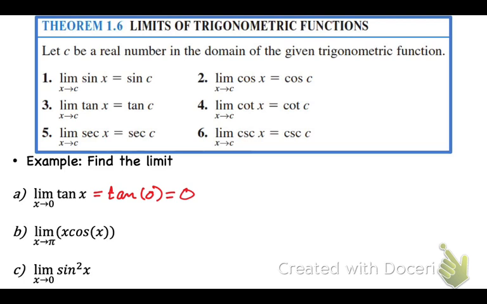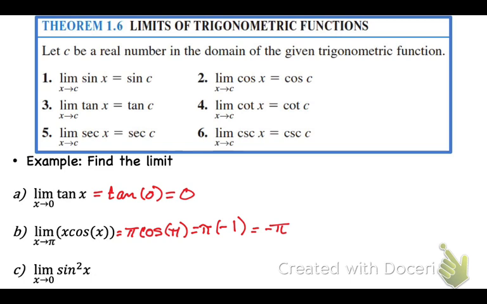Okay. So then I have the limit of x cosine of x as x approaches pi. So I plug in what? Pi. So pi cosine of pi. Well, what's the cosine of pi? Negative 1. So the answer is negative pi. Just direct substitution, that's all I'm doing.